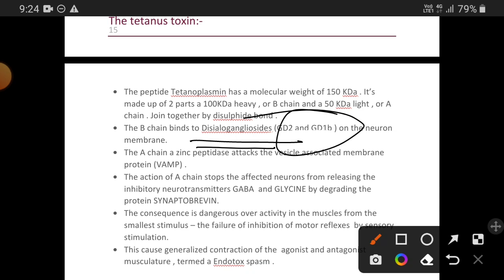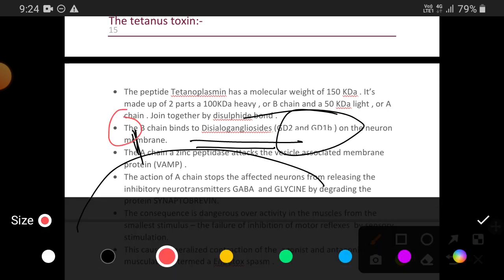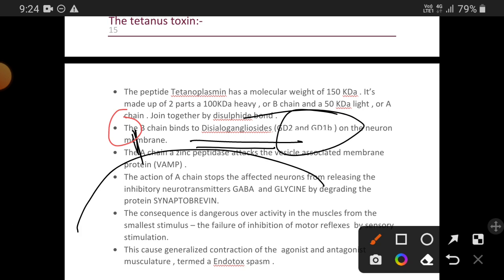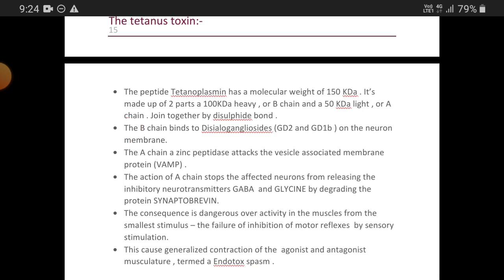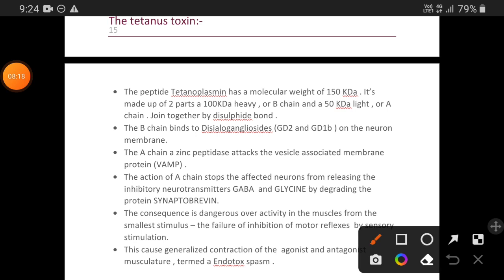Suppose this is the neuron membrane and there is a receptor, the dicyanoganglioside, so our B chain will bind over here. After that, as we have seen with botulinum toxin or any kind of AB toxin, they enter the cell via receptor mediated endocytosis and become covered with a vesicle. So here it is also the same case.